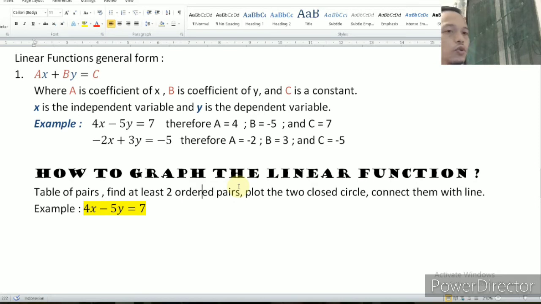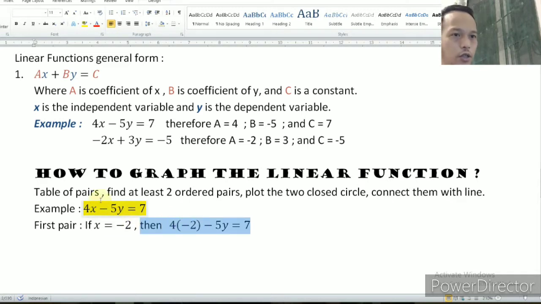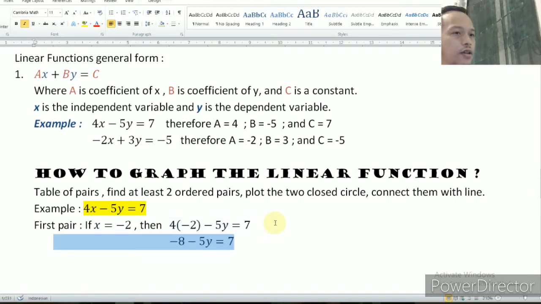I will do the table of pairs, starting with the first pair. For example, I choose x equals negative 2. Remember, if the domain is not specified, you can assume that we use all real numbers for x. So the first one is negative 2. As usual, let's substitute x by negative 2 into the equation. I will have this statement, and then I do the arithmetic, and then I have this one.